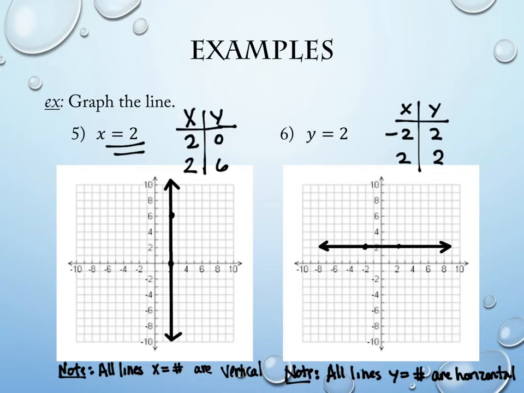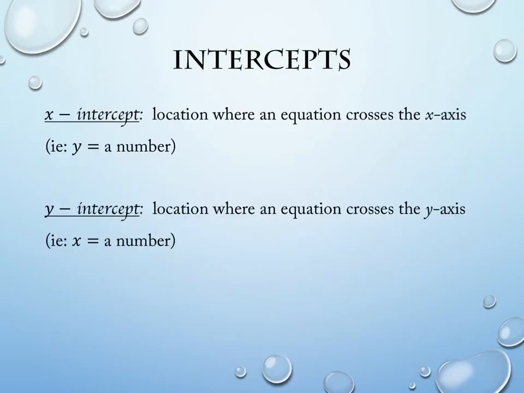We're also going to take a look in this section at intercepts. So we've got two types of intercepts. We have an x-intercept and we have a y-intercept. The x-intercept is the location where the equation crosses the x-axis. And if you think about it visually, if you're crossing the x-axis, then it means the y, that is the distance up or down from the x-axis, is 0. So this is supposed to say y equals 0 here.